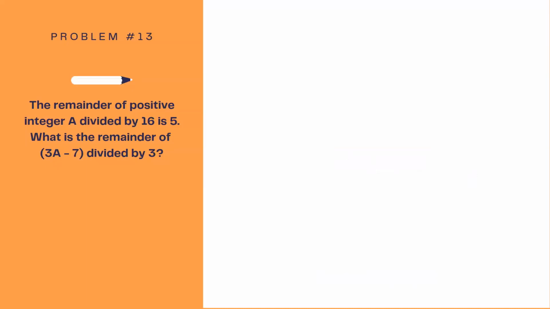So problem number 13. The remainder when positive integer a is divided by 16 is 5. So what is the remainder when 3a minus 7 is divided by 3? What do you think is the answer?